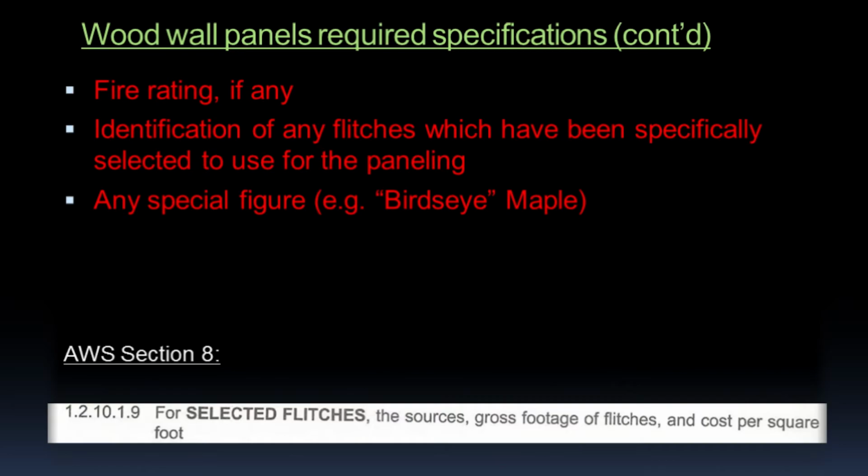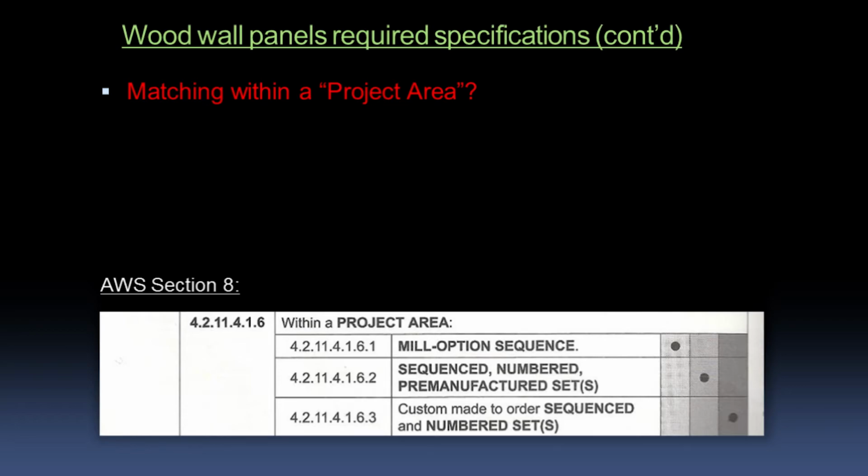And there's one last point on this list, which is that any special figure, such as a bird's eye in maple, needs to be specified. So that covers this particular checklist as it appears under 1.2.10. However, there is one item in the rules in Section 8 for which a default exists, but there is no requirement to specify listed in the AWS, and that is where the veneer sequencing starts and stops within a project area. So that appeared to be kind of a loose end.